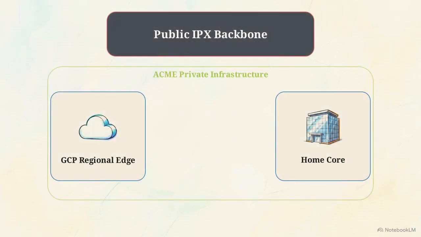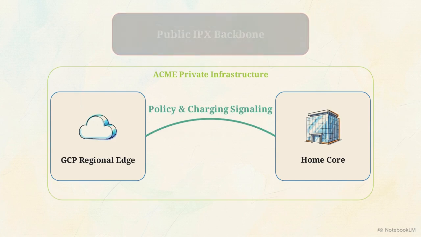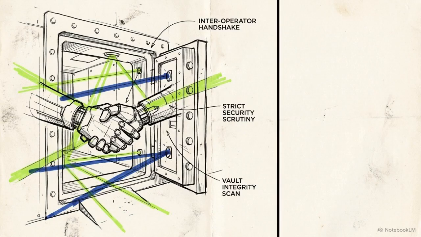Meanwhile, policy and charging signaling run on a third path. They bypass the IPX entirely, moving over the private cloud interconnect between the GCP edge and the home core, because they never cross an operator boundary. This targeted routing logic isolates the traffic.